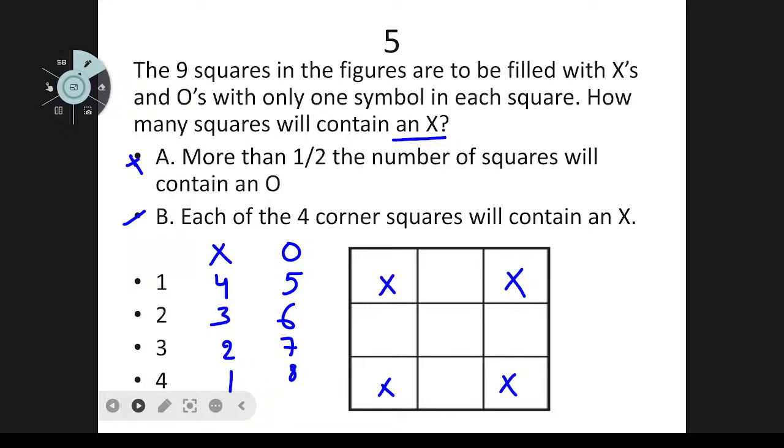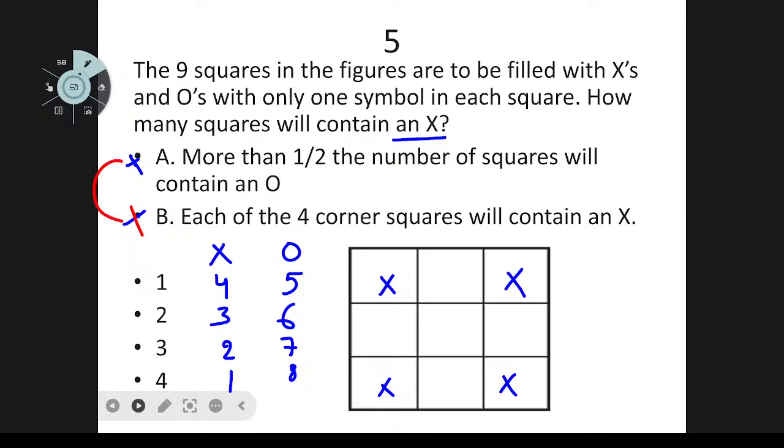Okay. And what about the remaining? That is not told. It can be x also, or it can be o also. It is not mentioned that the remaining are going to be o's. It is just told that corners are x. So you cannot assume that the remaining has to be o's. If you are considering only the second statement, that is not possible. So the second one is also not possible.